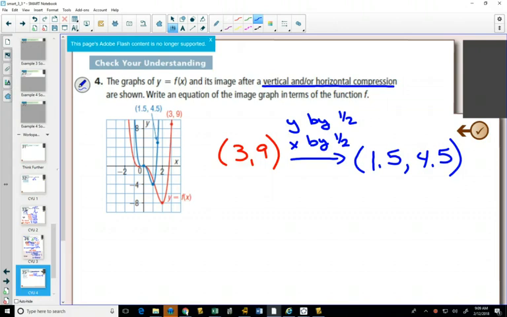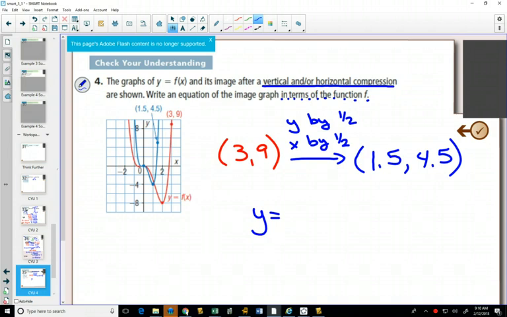So how do we write that equation in terms of the function f? So we need to write an equation for the blue one. It's going to be y equals, because that's an equation. On the right-hand side, because it said in terms of the function f, we need to have our function f on the right-hand side. Now, looking at what's happened to f, your y values have been multiplied by a half.